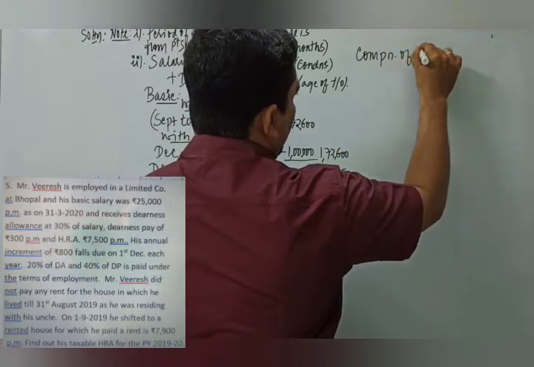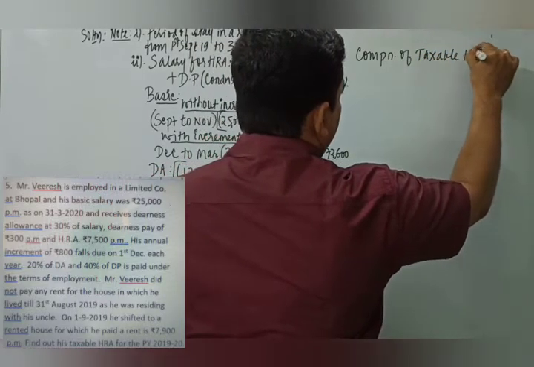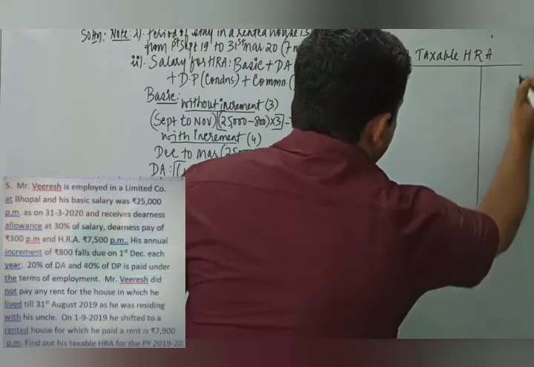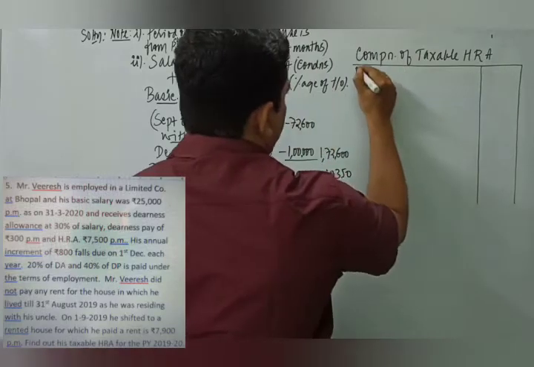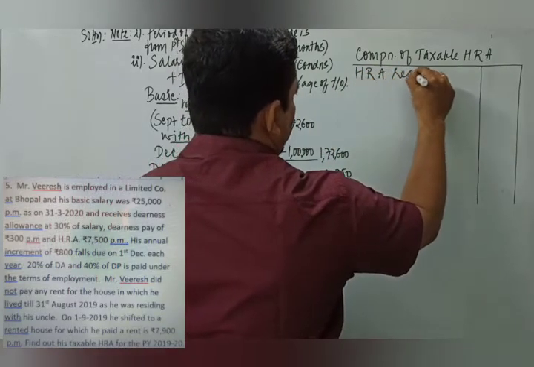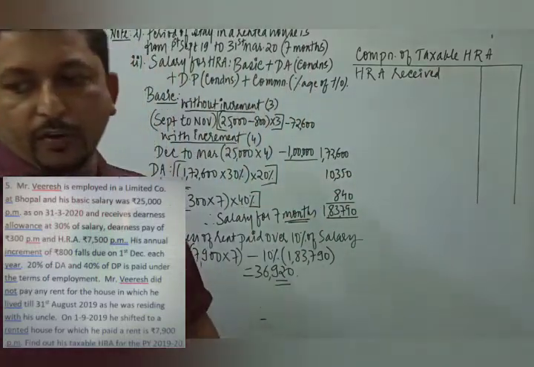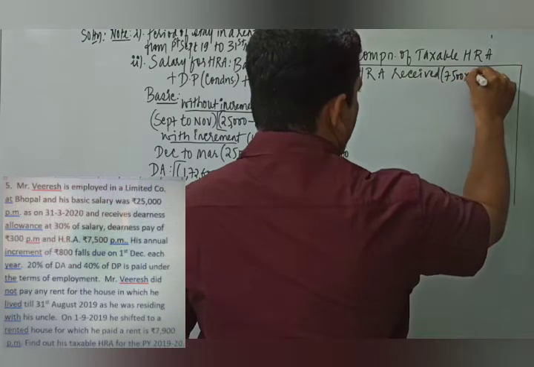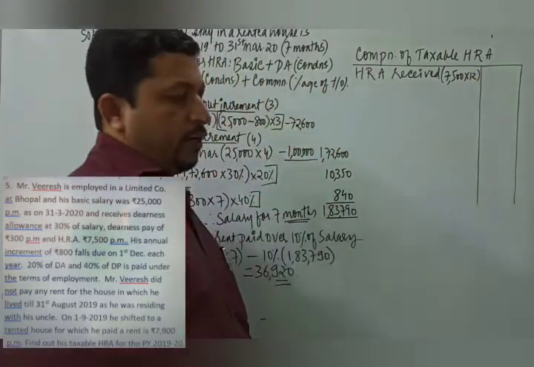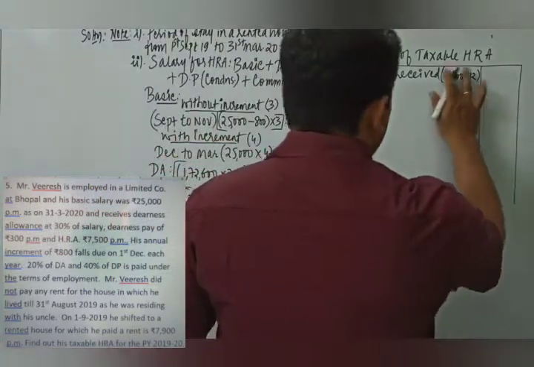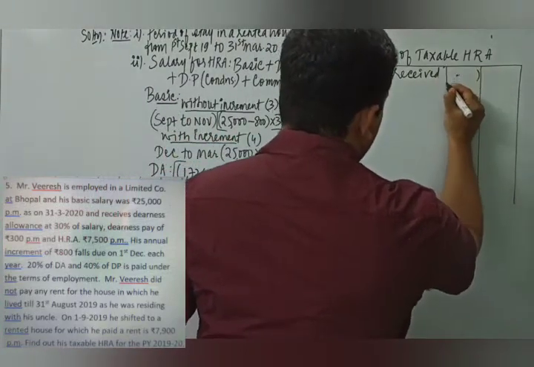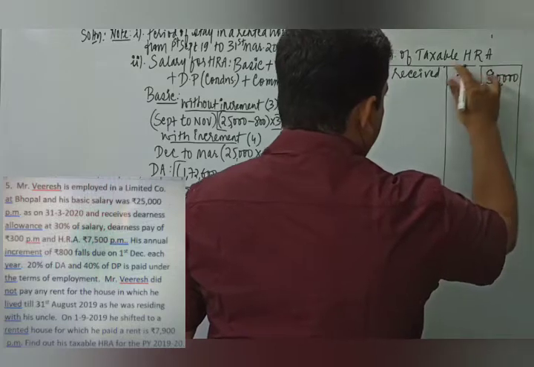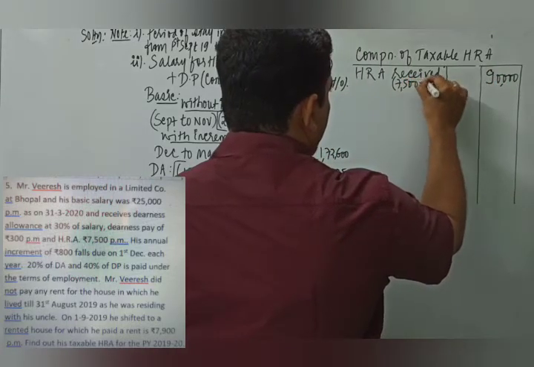So you can write computation of taxable HRA. We take HRA received. House rent allowance received for the year is 7,500 per month. So 7,500 into 12, which works out to around 90,000. So I record 90,000 in the outer column. So it is 7,500 into 12.